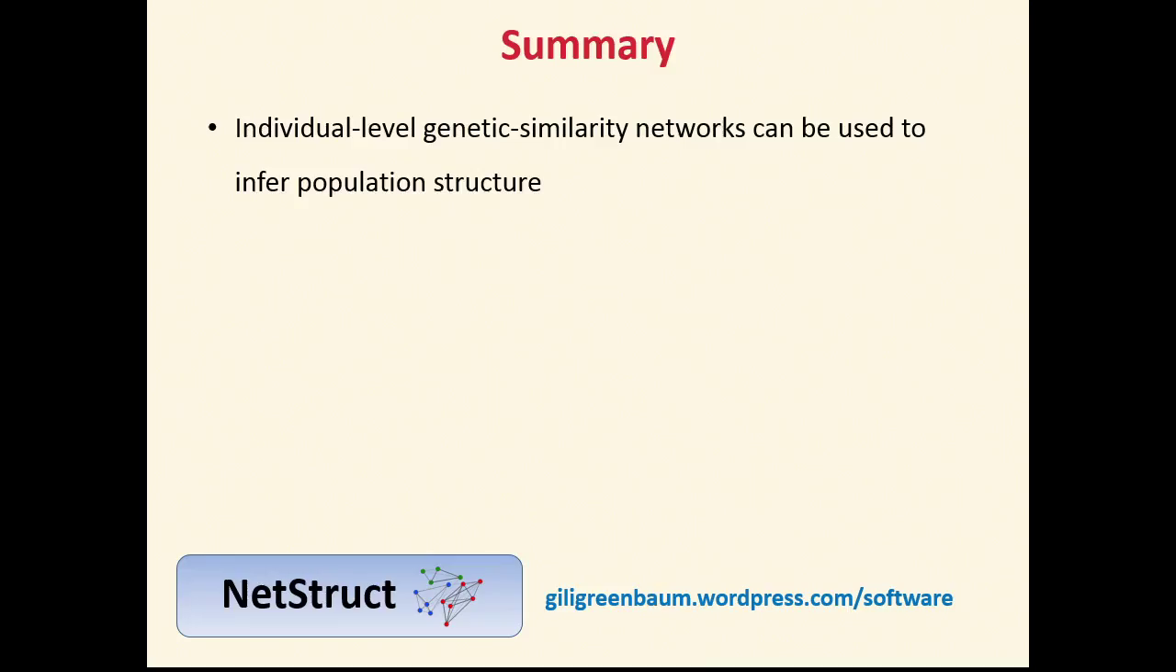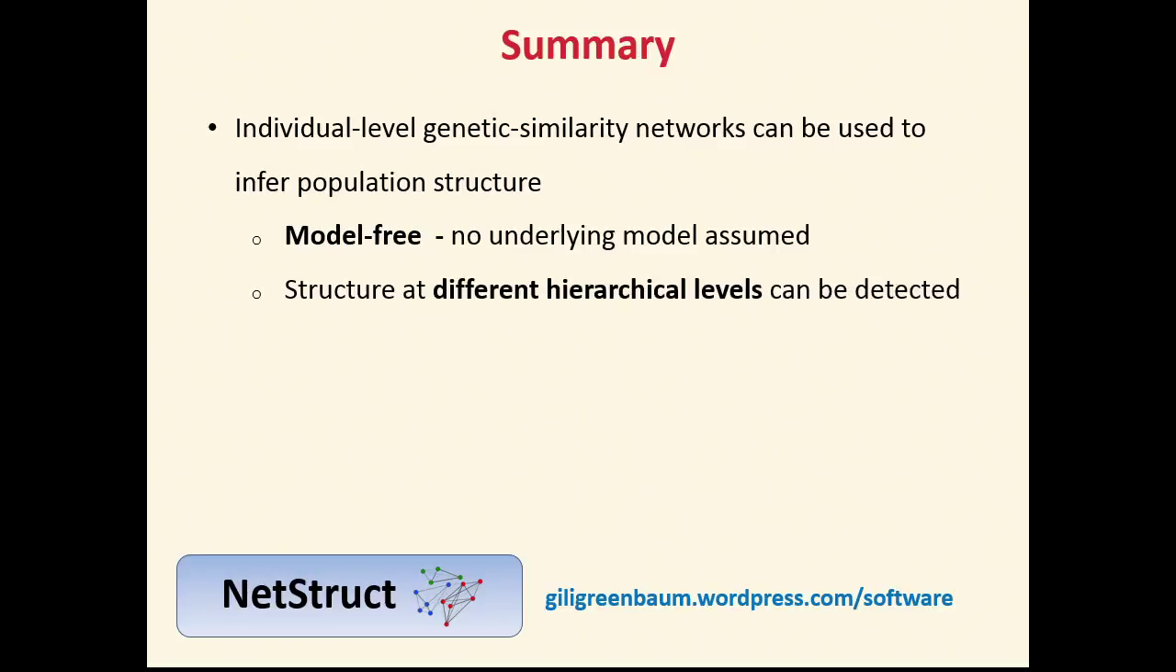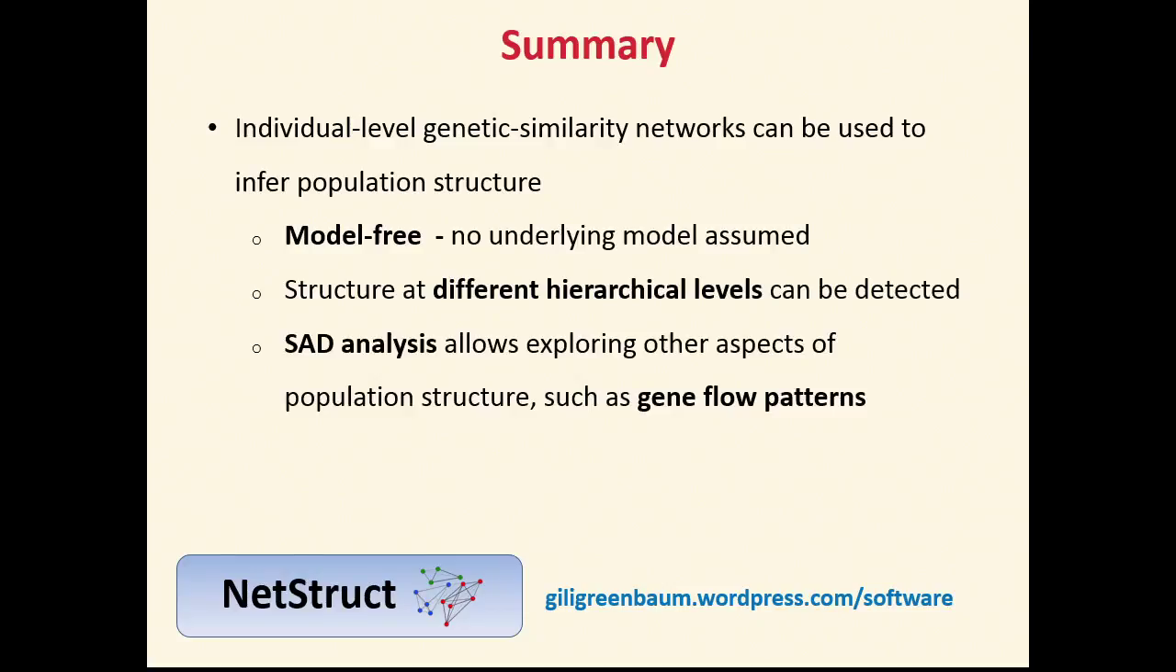So just to summarize, we saw that we can use these genetic similarity networks to infer population structure. This has several advantages. This is a model-free network. We do not assume any underlying model. We can detect structure at different hierarchical levels. We also have significance tests in order to verify this. And we have other analyses, like the SAD analysis, to explore other aspects of population structure, for example, the gene flow patterns.